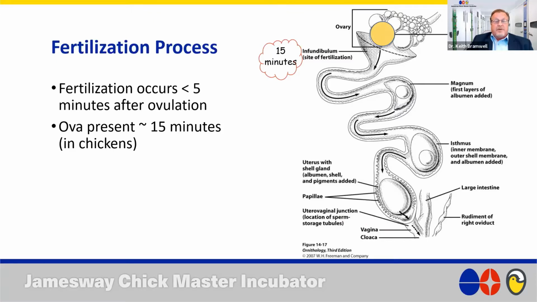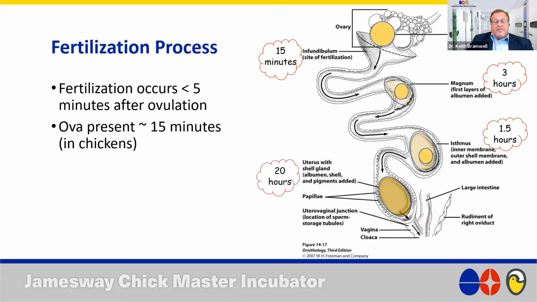It'll stay in the infundibulum for about 15 minutes. It'll then move to the magnum, where it'll stay about 3 hours. That's where the first layers of albumin are added, the thick albumin, if you will. It'll then move to the isthmus, where it'll stay another hour and a half. That's where additional albumin and some of the inner membranes are added. Then it moves to the uterus, or shell gland, where it'll spend roughly 20 hours. Again, this is a little dependent on the species of bird, but this is a generality of the development of that egg, and then it'll spend just a few minutes in the vagina before it is laid.